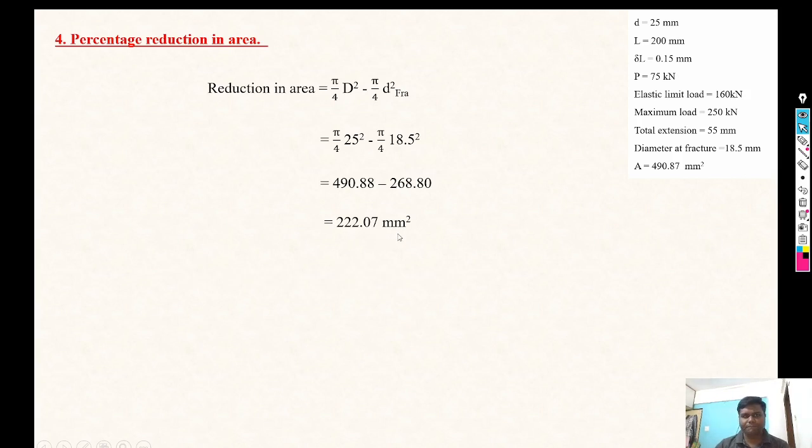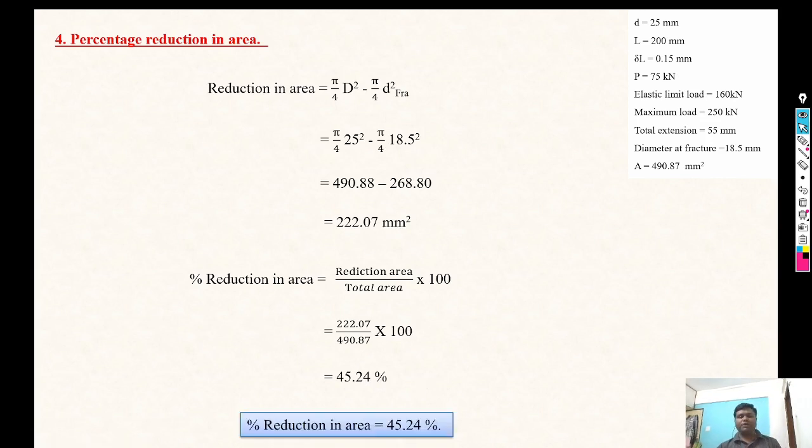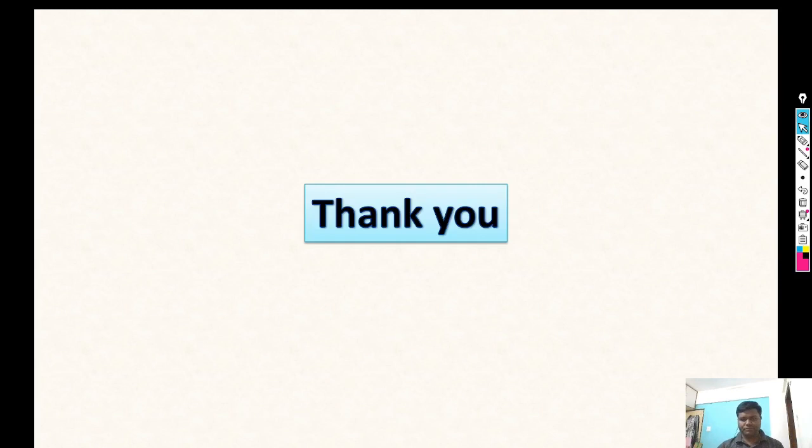The reduced area is 222.07 mm square. The percentage of reduction is the reduced area divided by the total area, that is 222.07 divided by 490.87. So the percentage of reduction in area is 45.24%.